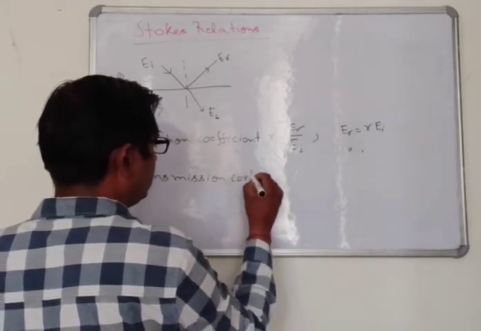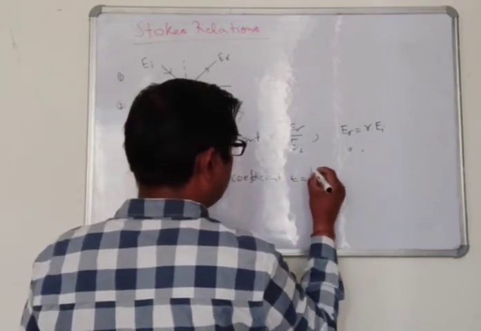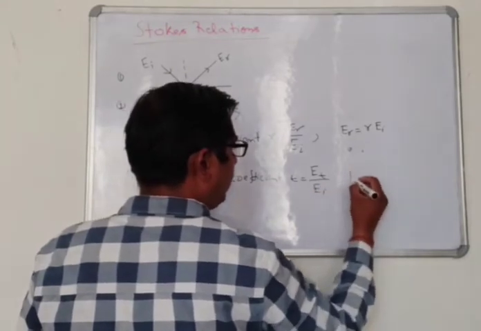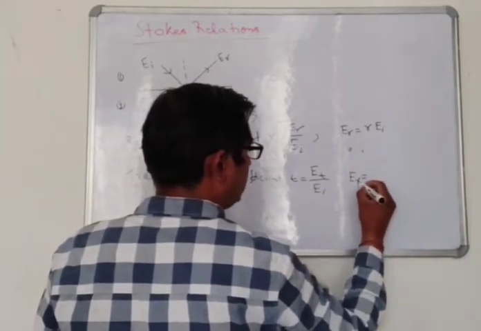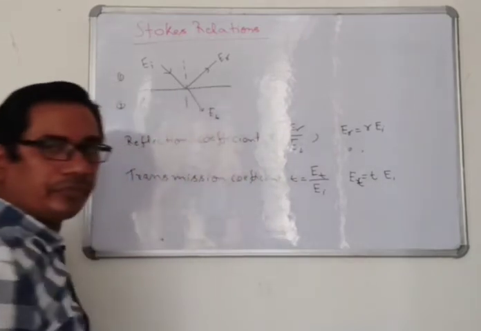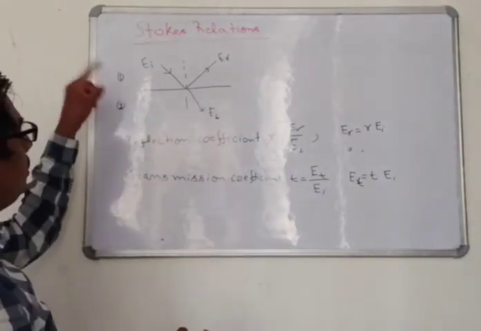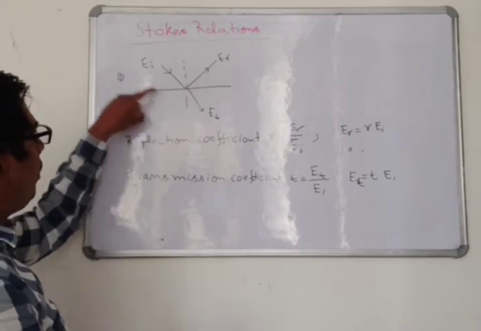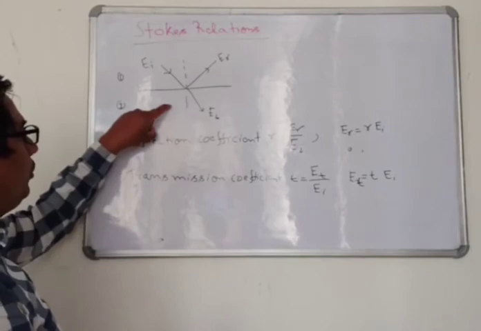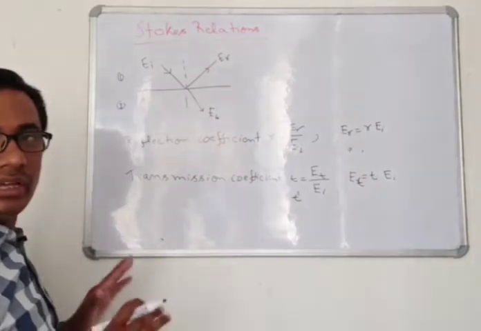Transmission coefficient. Small t is equal to transmitted energy divided by incident energy. You can write transmitted energy as T times EI. Here I am using T when the light is transmitted from the first to the second medium; when light is transmitted from the second to the first medium, we use T dash. Okay, fine.